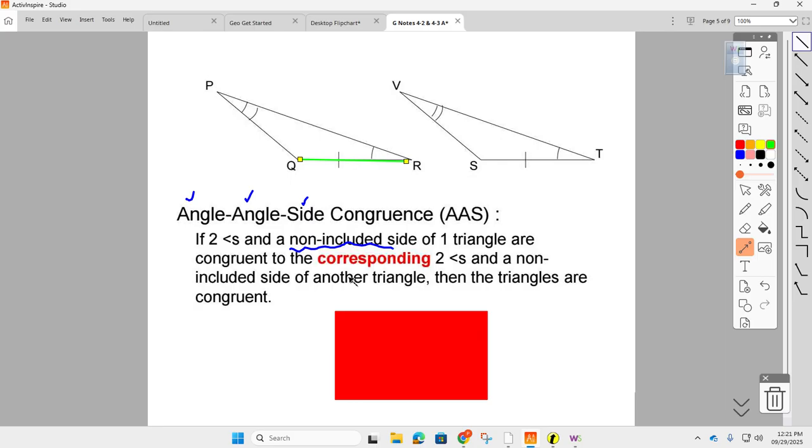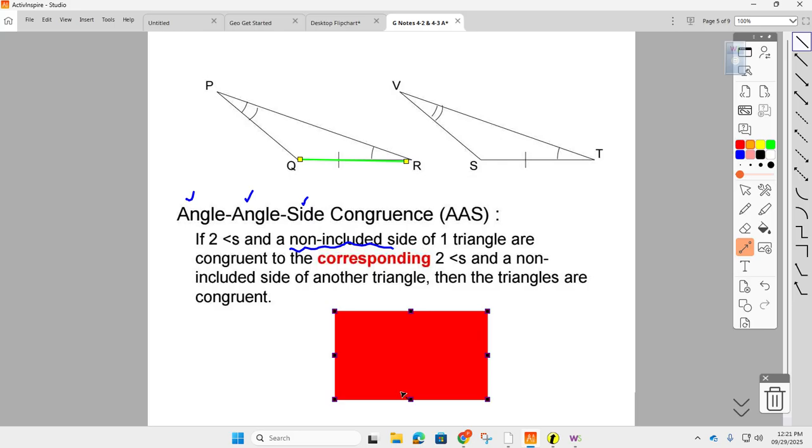Ashton, did you raise your brow, was that confusing? Okay, so which side would be included, Ashton? Say it again. So what would be the included side for angle P and angle R? Side. Side is a segment, right?